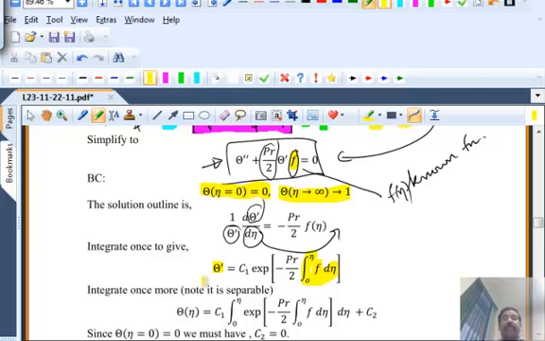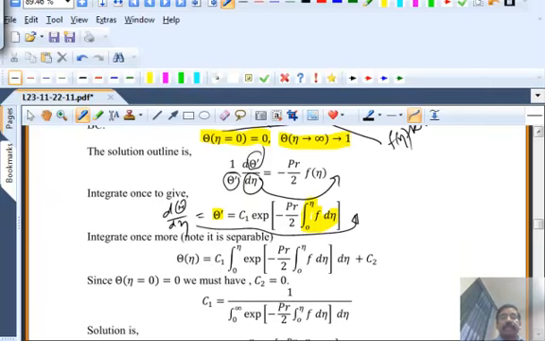Now once again, write this as the same as d theta d eta, and separate one more time. Take the eta to the right hand side and integrate one more time. So you actually get, there is an integration constant, of course, here, C1. Okay, so integrate one more time, you'll get C1 times a second integral, integral 0 to eta of the exponential of minus PR over 2, another integral 0 to eta f of eta d eta, plus a second integration constant. Okay, so that is your analytical expression for the temperature profile.